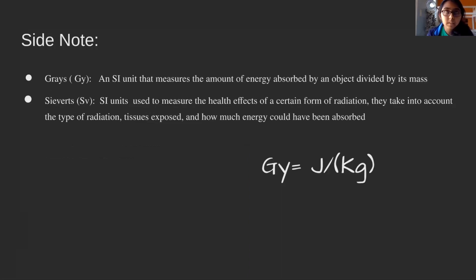So in this presentation, I will be using two units known as the grays and the sieverts in order to measure radiation. Grays is an SI unit used to measure the amount of energy absorbed by an object divided by its mass, and sieverts are used to measure the health effects of a certain form of radiation, and they take into account a lot of different things, including the type, the tissues exposed, and how much energy could be absorbed. And that is the formula for calculating grays.